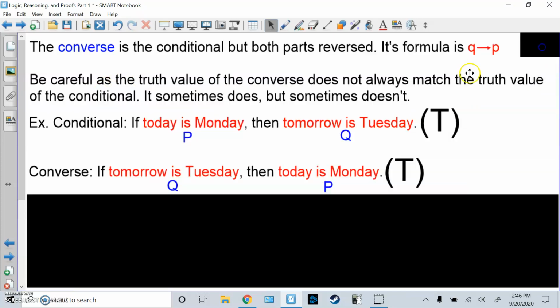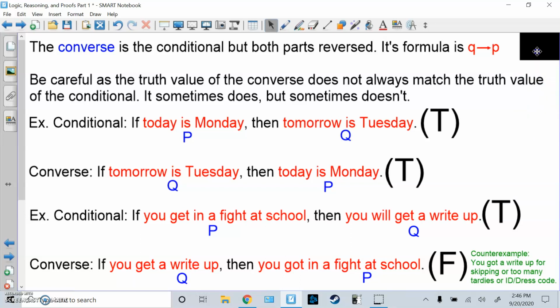Here's an example. If today is Monday, then tomorrow is Tuesday. So we know today is Monday. Does that guarantee tomorrow is Tuesday? The answer is yes, true. Converse, or reverse it. If tomorrow is Tuesday, then today is Monday. So all we know is the first part. If I tell you tomorrow is Tuesday, can you guarantee that today is Monday? The answer is yes, that's also true.